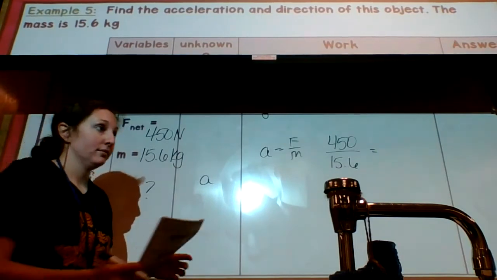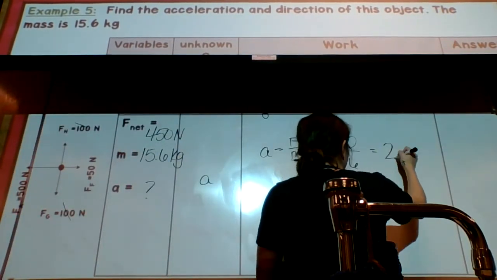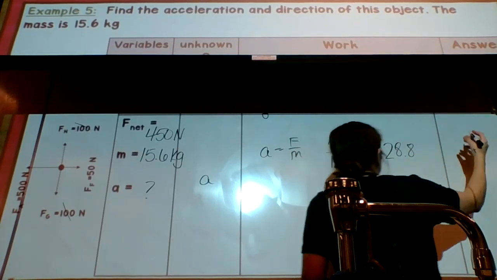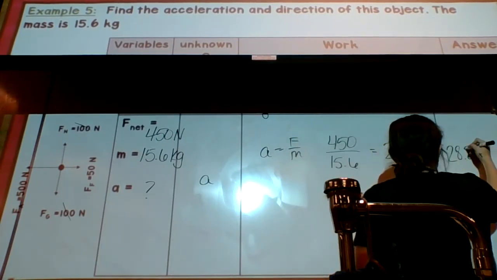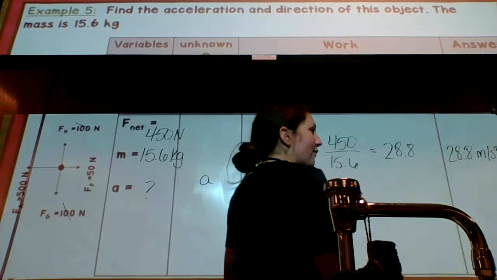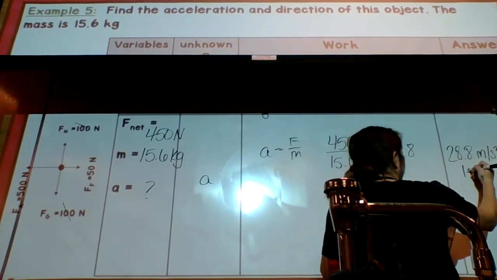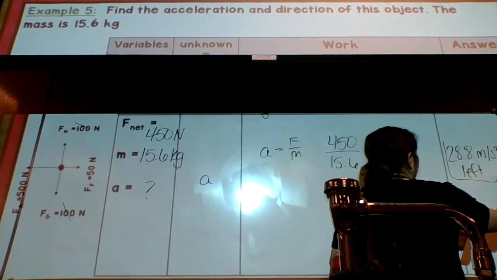Y'all made this hard. Hard? It's really not. How is it hard? Oh, I thought you do easy math and you don't. That's division. That is easy math. I don't have it. And then direction is left. We talked about that earlier.